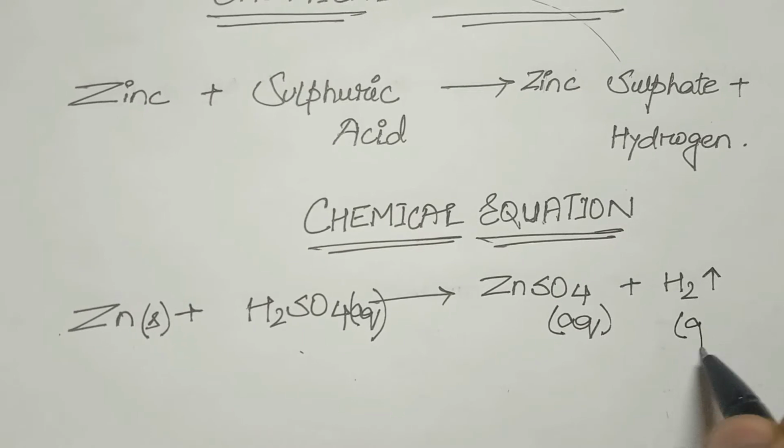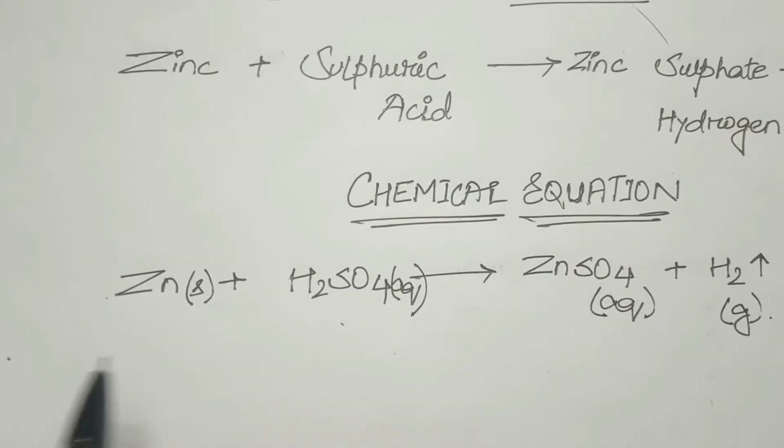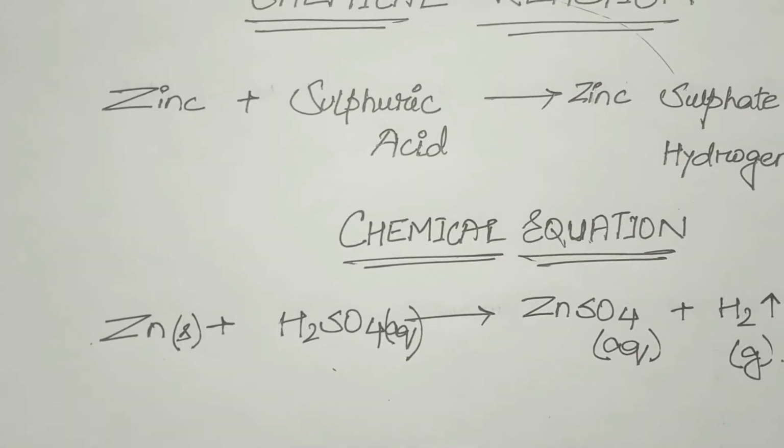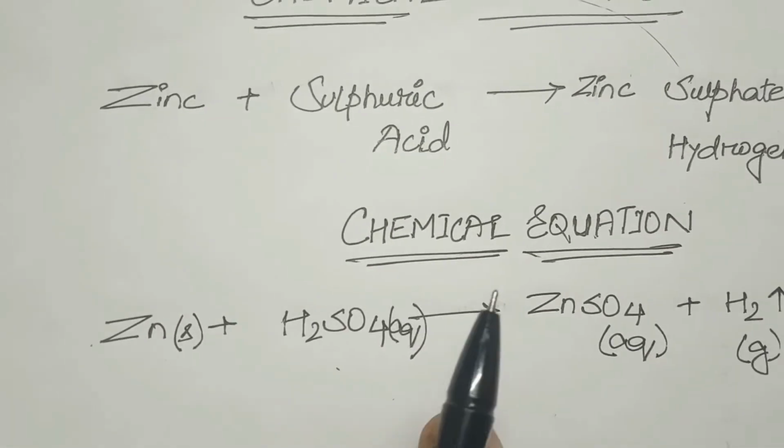H2 will be in the form of gas, so we will write G. There are such symbols given so that we can make a chemical equation more informative. This is a way we can show a chemical equation.